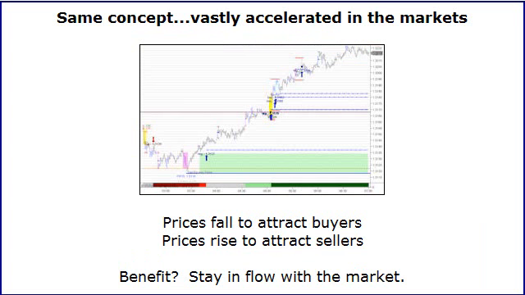However, unlike selling a car, which can take several days, or selling a house, which can take months or years, the auction process in the markets, especially in the electronic futures markets, is happening literally thousands of times per minute. This same process where prices fall to attract buyers and prices rise to attract sellers is going on thousands of times per minute. And so it's highly accelerated. The benefit of understanding this market logic, which we teach in our custom software and which helps you do it in real time, is that it allows you to stay in flow with the market beautifully in real time no matter what the market's doing.